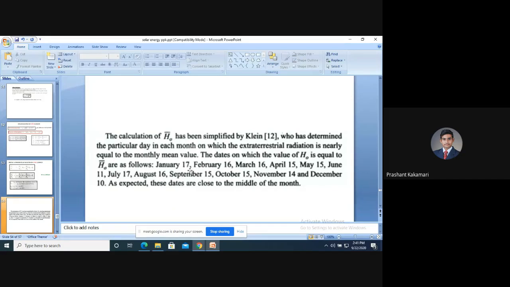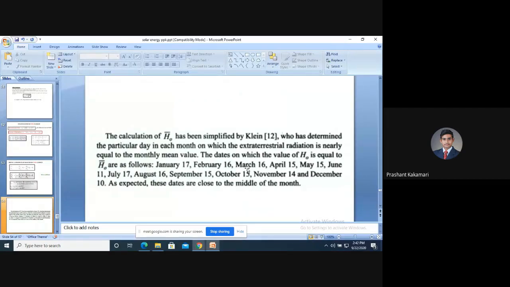For example, for January he told 17 you can consider. February, you can consider 16. March, you can consider the 16th day. April, the 15th day. Like this, you can consider many middle days which represent this average H naught bar value. So for our problem, we'll consider March 16th as the representative of the monthly average extraterrestrial radiation. I hope the point is clear.